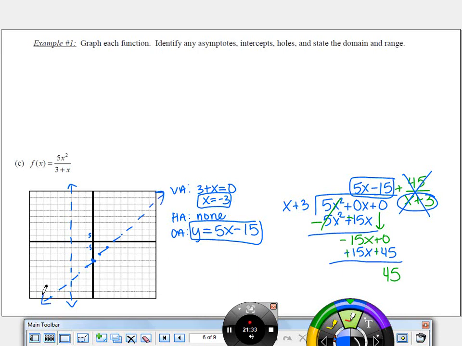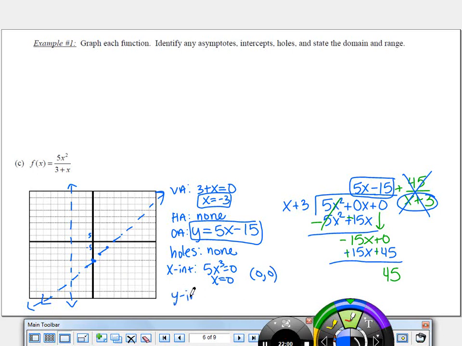Now, this means our graph is not going to follow horizontal stuff at the end. Instead, it's going to follow these lines shooting up and shooting down at the ends. There are still no holes because no factor was canceled out. For our x-intercept, if we set the numerator equal to 0, we would just get 0. And for our y-intercept, if we plug 0 in for x, you'll see that we also get 0. So our y-intercept is also that 0 over 0. So we cross right here.